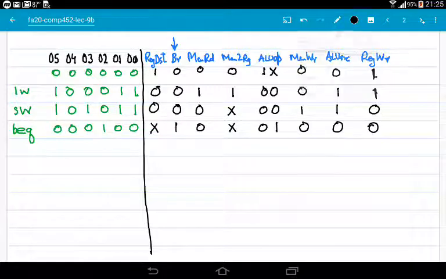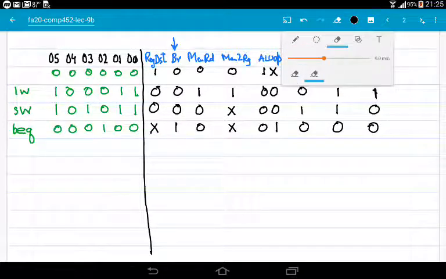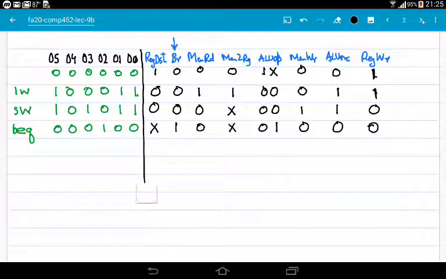Okay, so now we see that our truth table is complete, and this truth table completes our control portion of the processor. If you pass on this truth table to a software tool, then it can generate the combinational circuit which implements the main controller of our tiny MIPS processor.